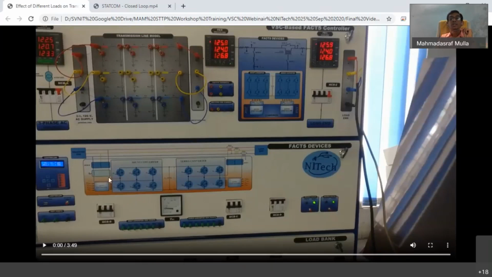When this is connected at the receiving end, it addresses the reactive power requirement of the load. For a resistive load it will not work out. For an RL load, we can supply capacitive reactive power from here itself. For an RC load, we can supply inductive reactive power from here itself. That will not come from the transmission line. As a result, this voltage will be boosted, so you will have a good receiving end voltage.